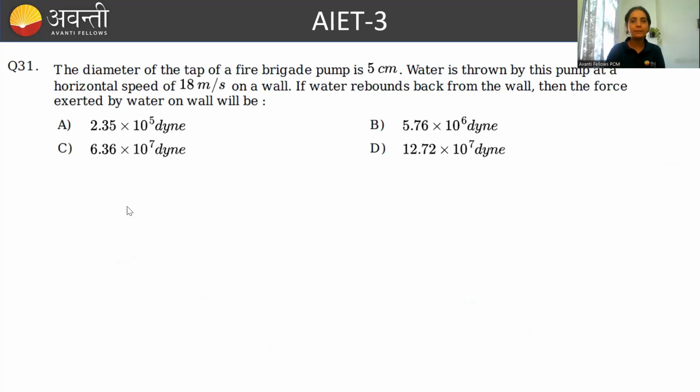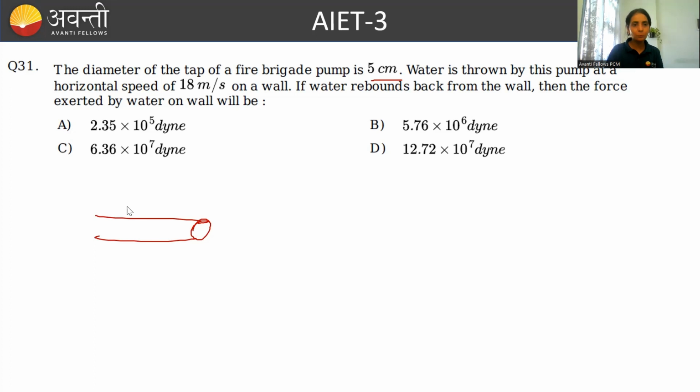Now, this is the next question. And in this question, you just need to understand the question carefully. In physics, understanding is very important because when you have understood the question, half is solved, the rest is mathematics. So let's first understand the question. The diameter of the tap of a fire brigade pump is 5 centimeters. So there is a pump like this, and its diameter is given as 5 centimeters.